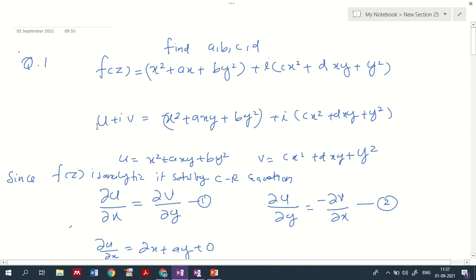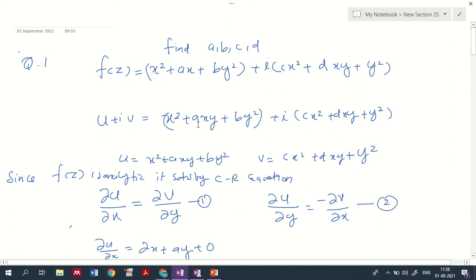because u is the real part of the complex variable function and v is the imaginary part of the complex variable function. By comparing this equation, what I find is that u equals x² + axy + by², and v equals cx² + dxy + y². So these are the corresponding values for u and v from the equation.